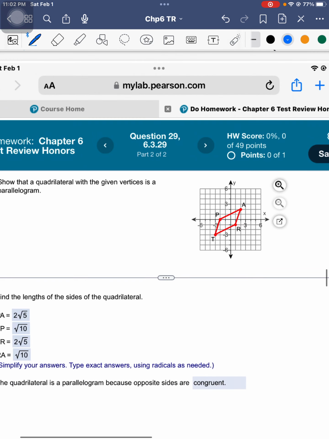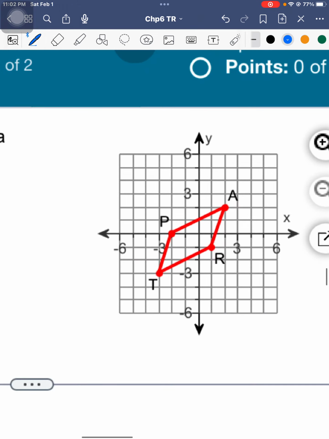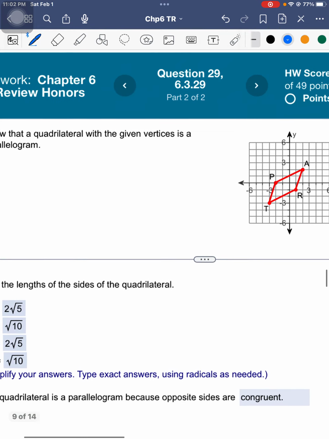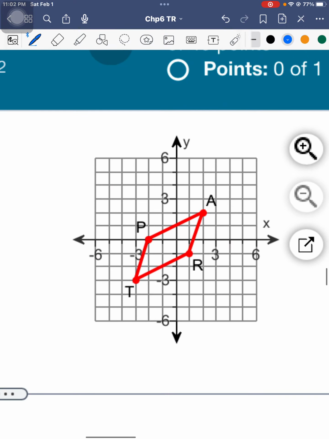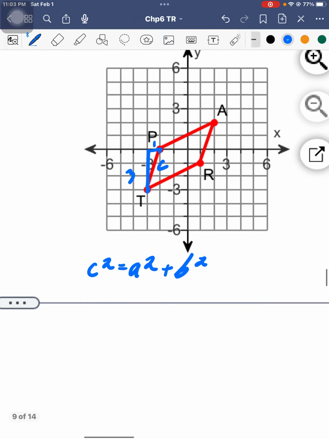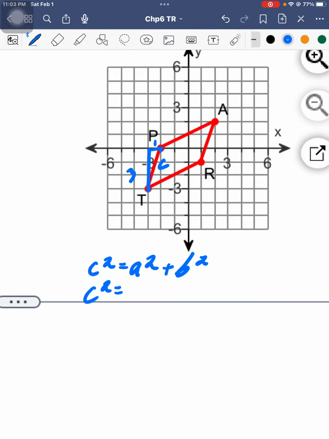So now, this is a really good question, because it's doing the distance thing that we've been talking about. But instead of using the distance formula, we're going to use the Pythagorean theorem. Let's find PT first. Let's read the question: find the lengths of the sides. Okay. So I can go from this to this: up 3, 1 to the right. So now this becomes my C for the C squared equals A squared plus B squared.